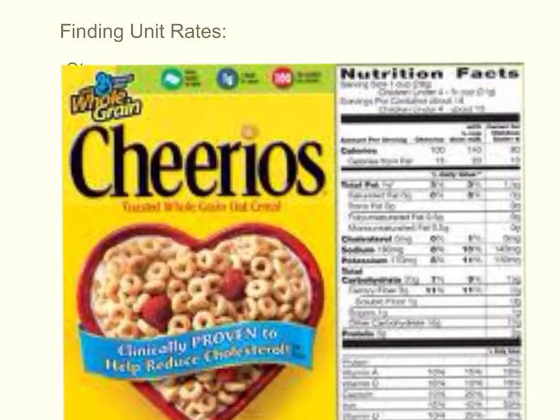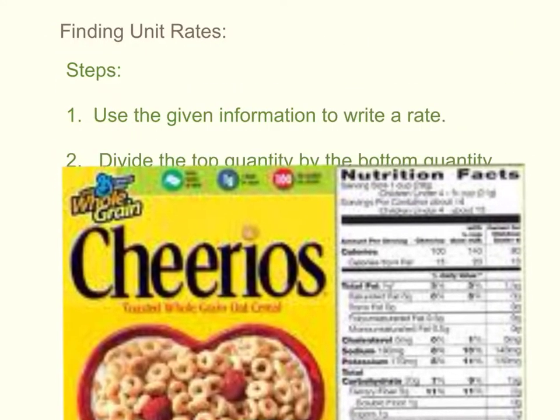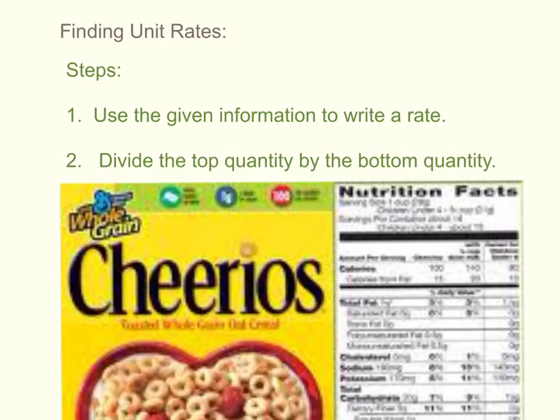Now let's try finding some unit rates. There are 2 steps. The first one is use the given information to write a rate, and the second step is to divide the top quantity by the bottom quantity. Please take a moment to pause this video and write down the 2 steps.